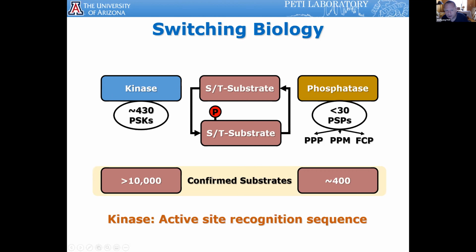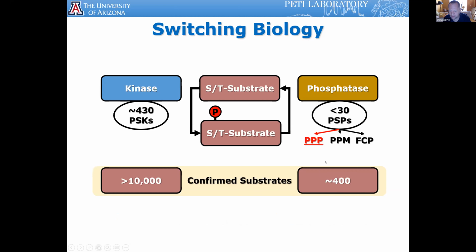The reason why there is such a big difference is that kinases have this active site recognition sequence, which means if I want to know if a PKA or a CDK1 or an Aurora B kinase is active, I look at the active site recognition sequence and I can make a good guess. It's easy to confirm. We don't have these types of sequences for phosphatases, which recruit their substrate in a completely different manner, a much more complex manner.